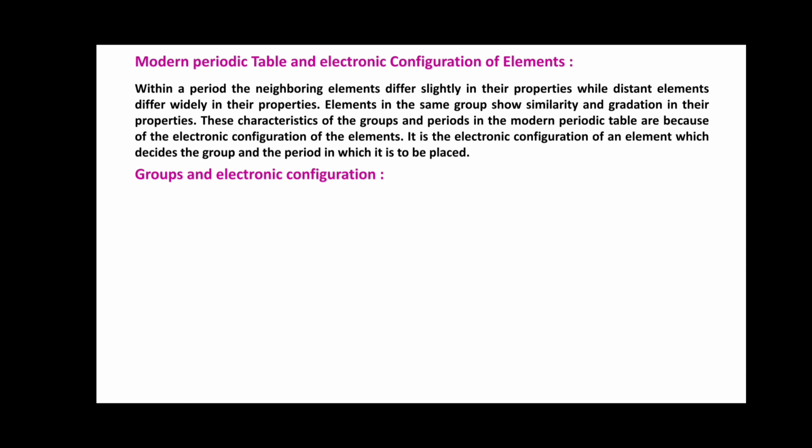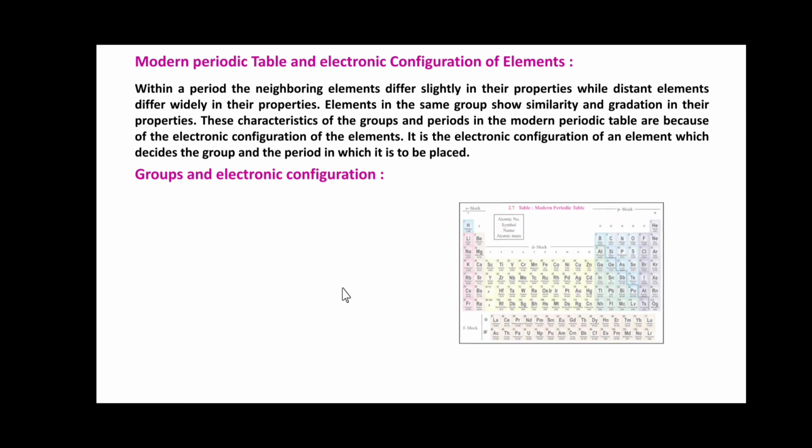Within a period, the neighboring elements differ slightly in their properties, while distant elements differ widely in their properties. Elements in the same group show similarity and gradation in their properties. So these characteristics of the groups and periods in the modern periodic table are because of the electronic configuration of the elements. It is the electronic configuration of an element which decides the group and the period in which it is to be placed.